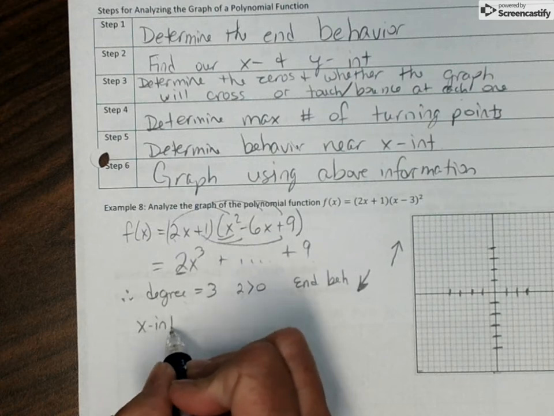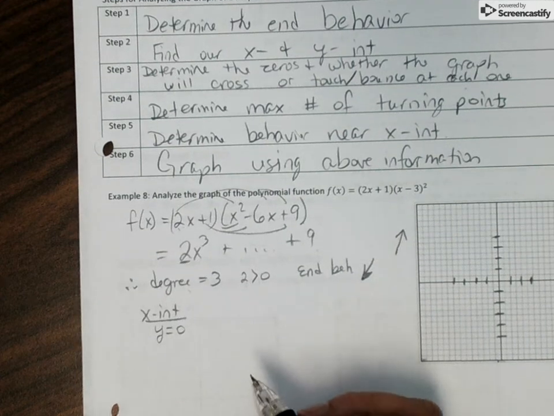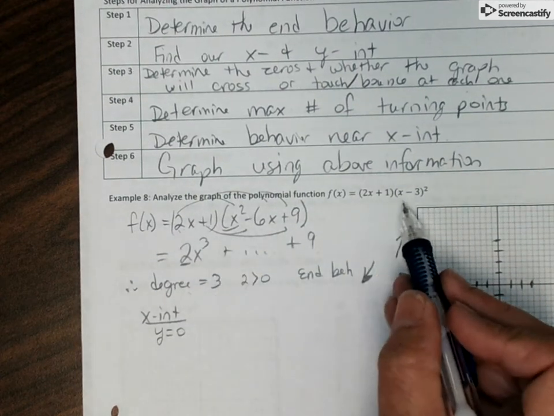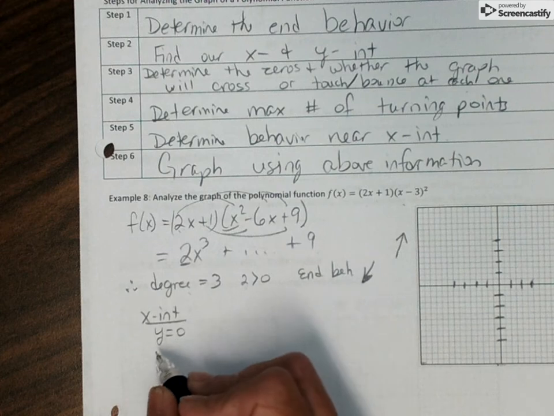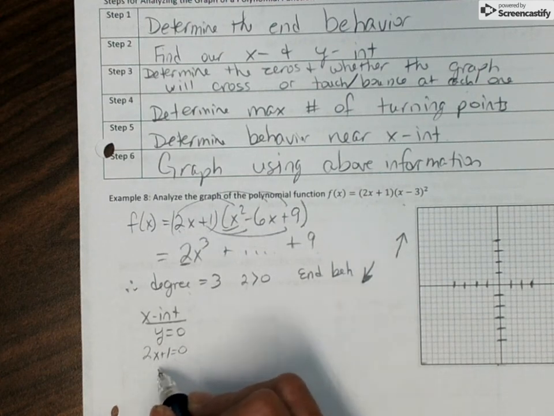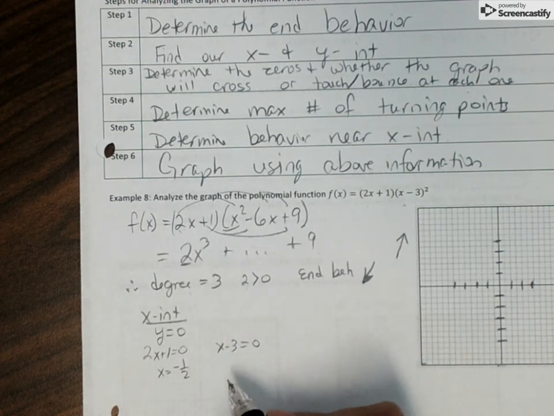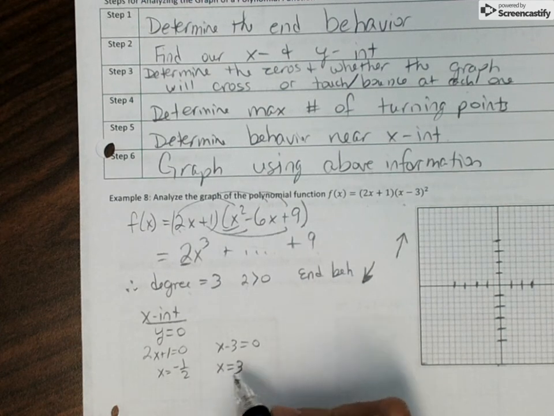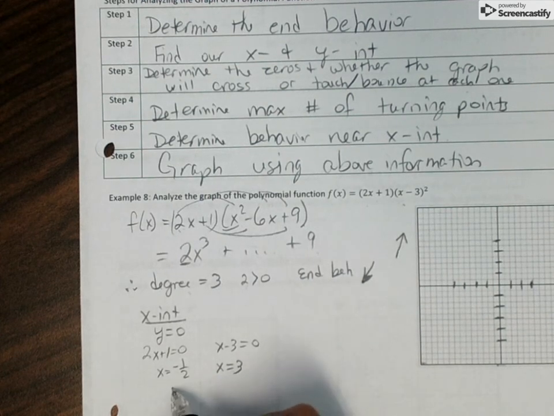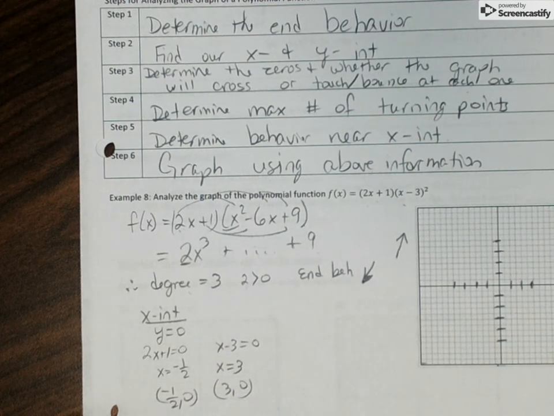Okay, x-intercept. For the x-intercept, we set y equal to 0. So that means we take each of these factors here and set them equal to 0. So we get 2x plus 1 equals 0, and solve for x, giving us x equals negative 1/2. And we also have x minus 3, set that equal to 0, and we get x equals 3. So I have two x-intercepts here, at negative 1/2, 0, and at 3, 0. And let's pick this up in the next video.